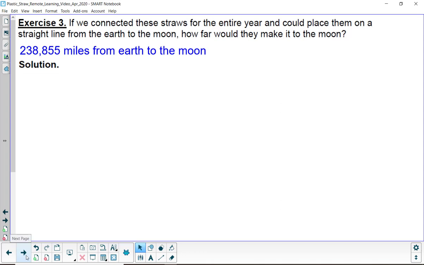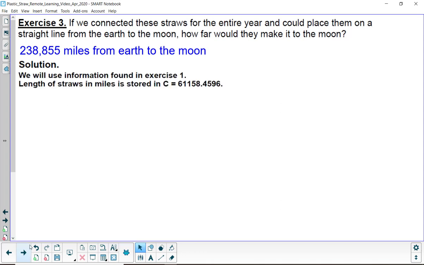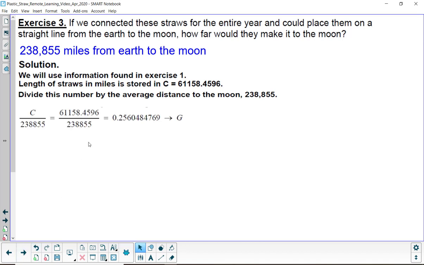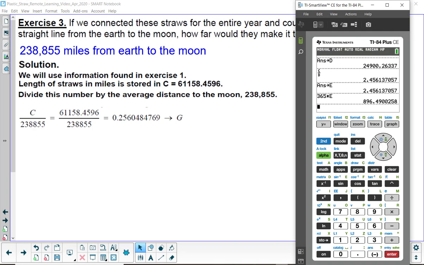All right, so for the solution, we're going to use information we found in exercise 1. So the length of straws in miles is stored in letter C. And what we need to do is divide that number by the average distance to the moon, which was this many miles. So this is the calculation we need to do. So let's bring up our calculator to do that.